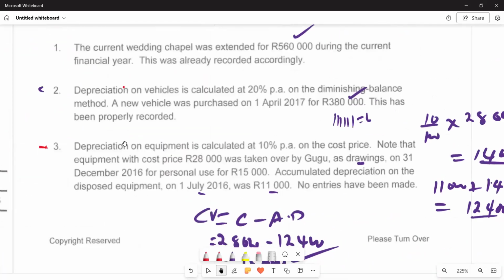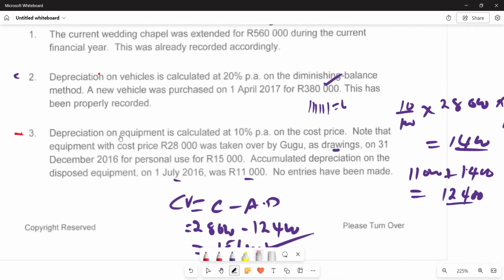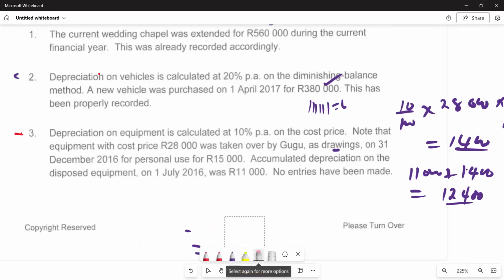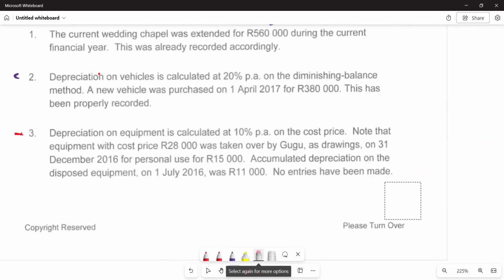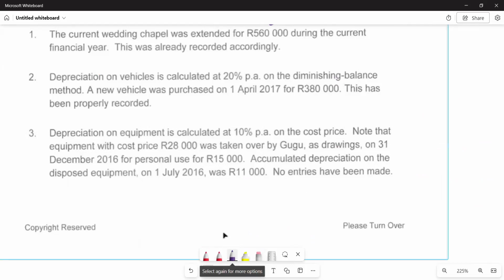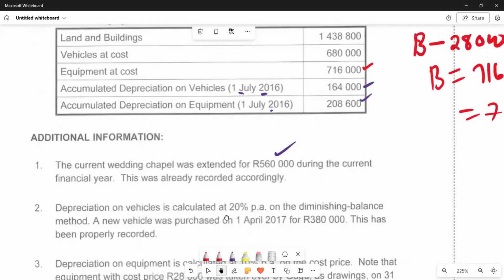But let's just try maybe to remove this. So this is what we have. Then we go to our vehicles, we can go to item 2. And item 2 is saying depreciation on vehicles is calculated at 20% per annum on the diminishing balance method. A new vehicle was purchased on 1 April 2017 for 380,000. So we can start by calculating depreciation for the new vehicle.